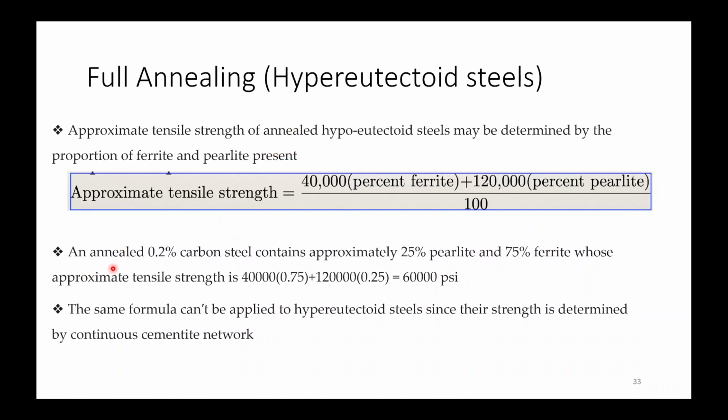For example, in an annealed 0.2% carbon steel, which contains approximately 25% pearlite and 75% ferrite, the approximate tensile strength is 40,000 times 0.75 plus 120,000 times 0.25. So it will give you 60,000 psi. This same formula can be applied to hypereutectoid steel, since their strength is determined by the continuous cementite network.